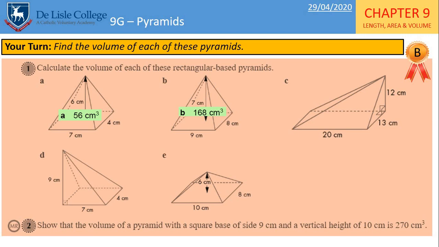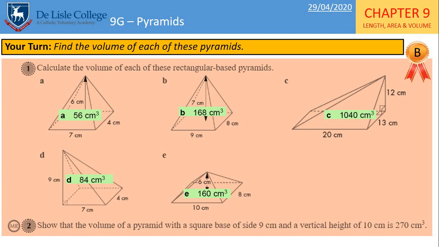Now question C looks a bit different because the apex is not in the middle. The previous ones we've seen have all been above the middle of the base, but we're looking at the perpendicular height compared to the base. So the height there is 12 centimetres, and the volume is 1040 centimetres cubed. Question D, similarly, the height has to be the value that's perpendicular to the base, and we've got a volume of 84 centimetres cubed. And lastly, we have got 160 centimetres cubed.